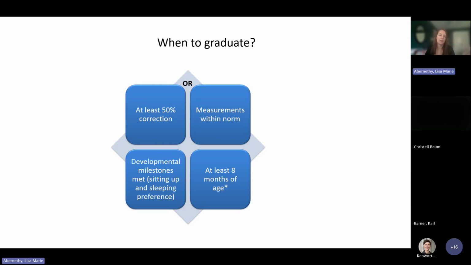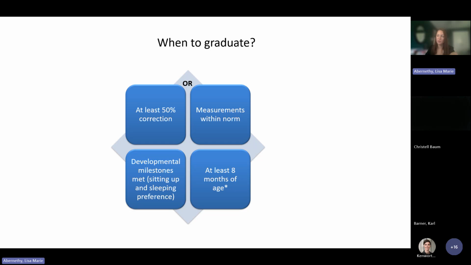The secondary factor is if the baby is reaching appropriate developmental milestones. So for example, are they starting to sit up now? Do they still have a sleeping preference on one side, or are they kind of rolling and turning and not showing a preference anymore? So once they've achieved that correction and that milestone, that's a good indicator that they may be ready to graduate.